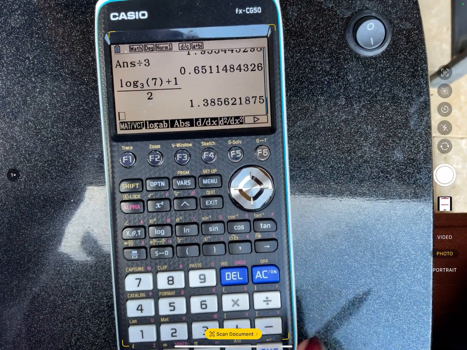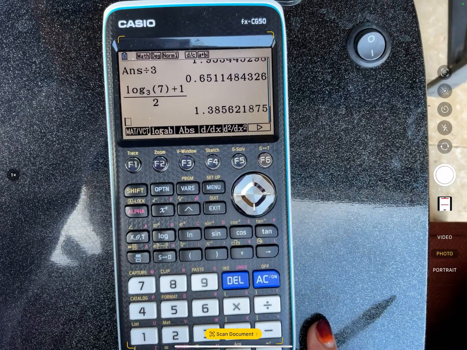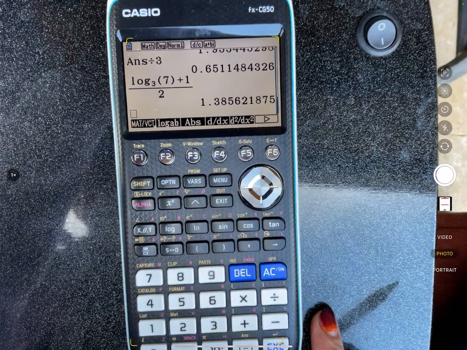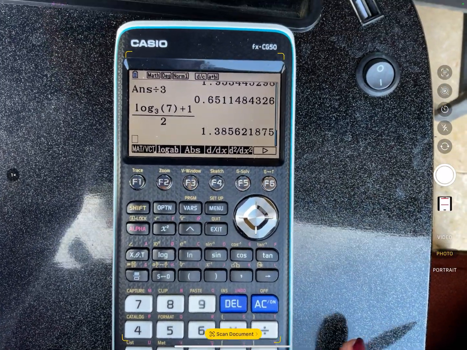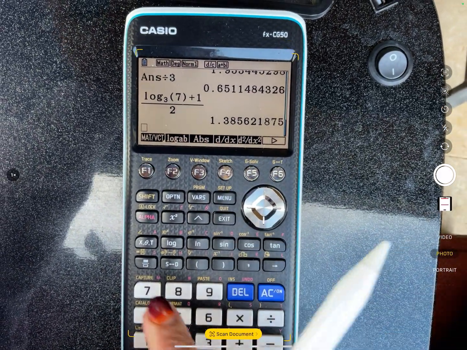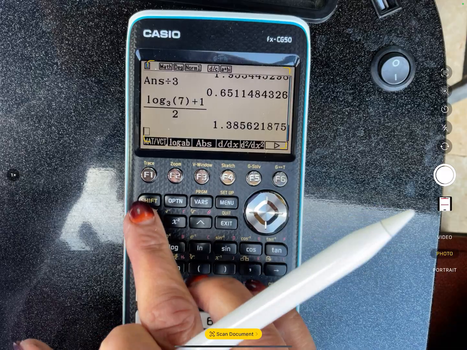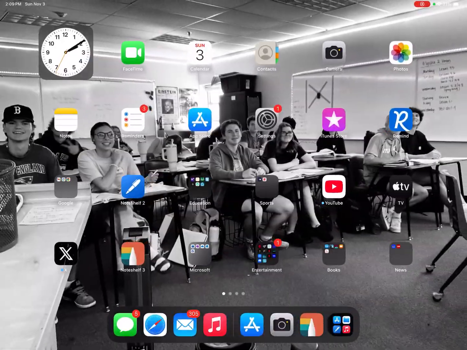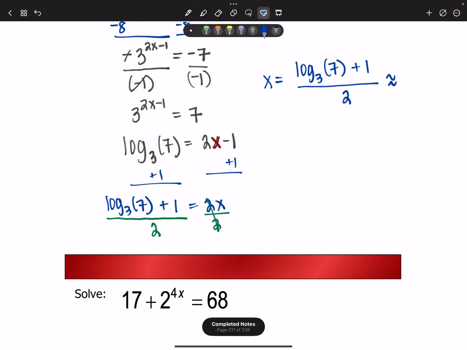And we press enter, and we get 1.386. However, I believe that we've been rounding to the nearest hundredth, so I'm going to make the 8 a 9. 1.39. So x is approximately 1.39.